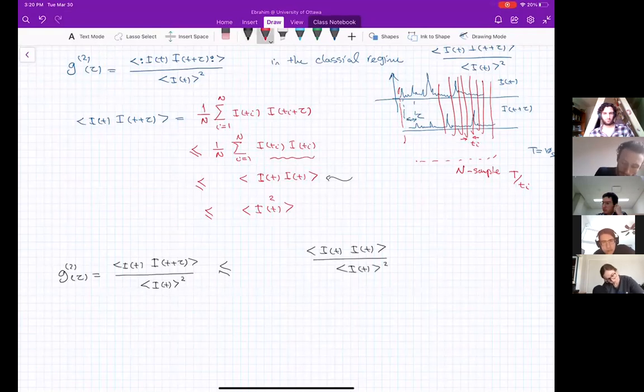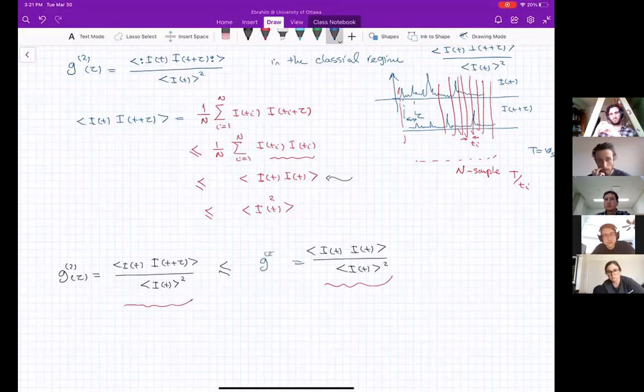What is this quantity? Eric? I will give you a hint. Look at this. What is the difference between the two? The tau, it's just the value at 0. Bravo. This is nothing more than G2 of 0.